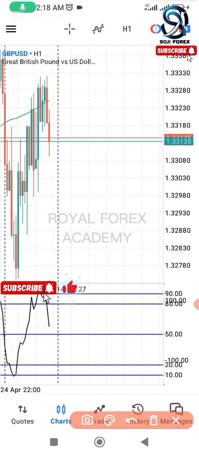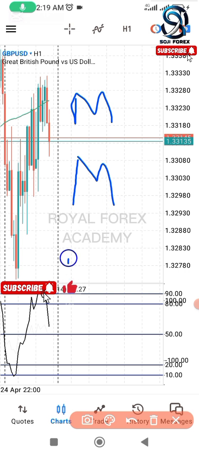First, we have the perfect M pattern, which will have something like this. So this is the perfect M pattern. Then we have the other one, in which the first leg is longer than the second one. This one is like this. Then we have the other one in which the second leg is longer than the first one, which is something like this. So these are the major types of M pattern that we have.